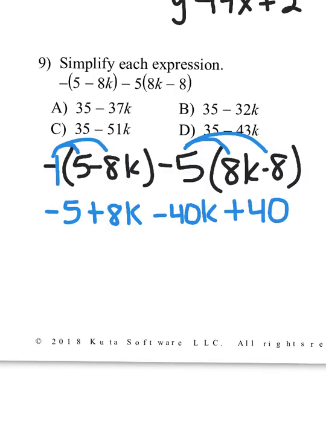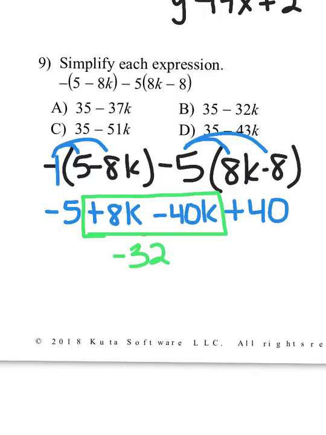Now let's go through and combine our like terms. Only those with a k are going to be able to be combined. So right here I've got +8k and -40k. I'm going to combine those, and I notice I have different signs. One is positive, one is negative, and because of that I'm going to subtract the numbers. When I subtract those numbers I get 32, but it's going to be a -32 because 40 is larger.